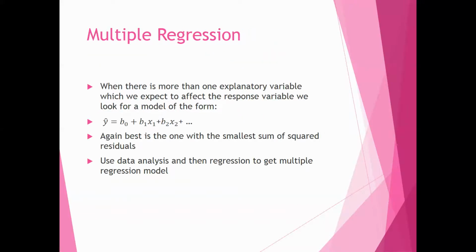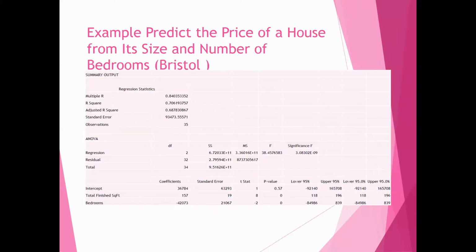Now, often there's more than one explanatory variable which we expect to affect the response variable. That ought to make sense. Anything we're interested in predicting or studying doesn't depend on just one other number. So we're now looking for a model of the form y hat equals b0 plus b1x1 plus b2x2, etc. And again, the best is the one with the smallest sum of squared residuals. And with the help of Excel, we can get multiple regression models. Let's just look at an output to start to see what's going on here.